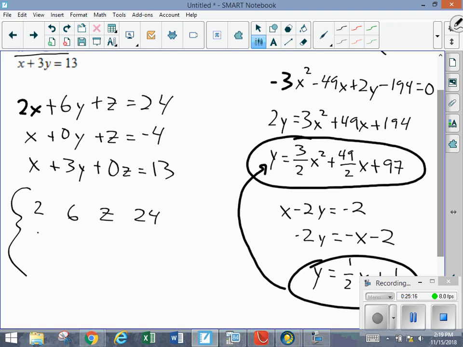Next one is 1, 0, 1, -4. Pay attention. Next one, 1, 3, 0, 13. I'm doing the coefficients. This is what I'm going to put in my calculator.